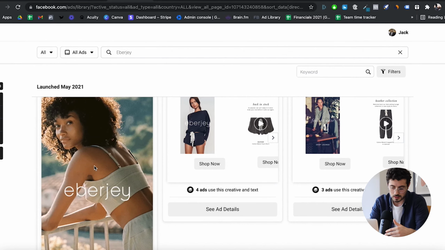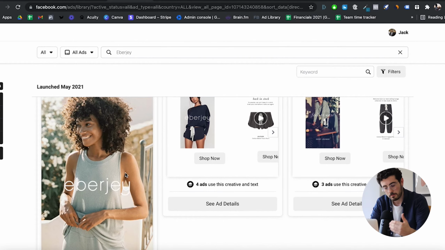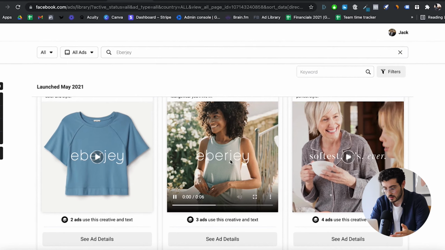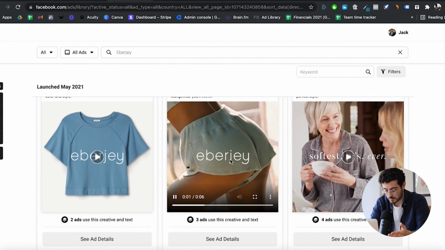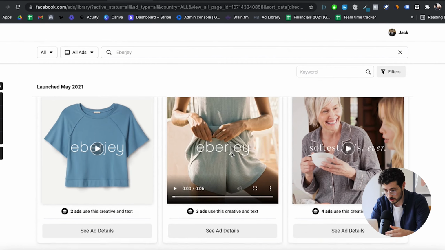This is something that you don't see too often on your feed, this sort of quality of production, and so people are very likely to resonate with that. And again, seeing the amount of ads that they're running and the investments that they're making tells you a little bit about how well the strategy is working for them.